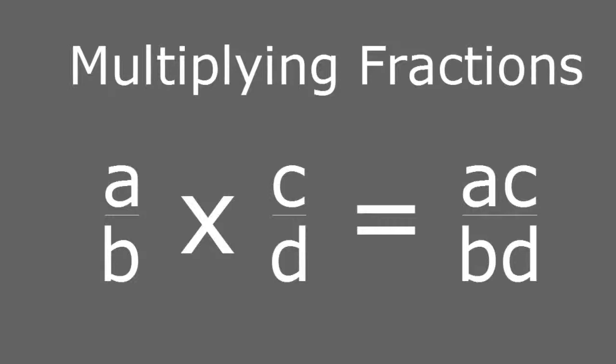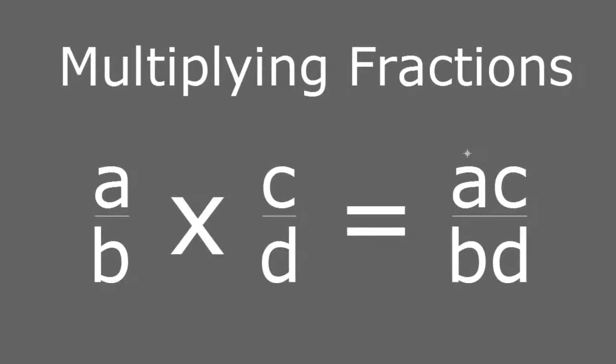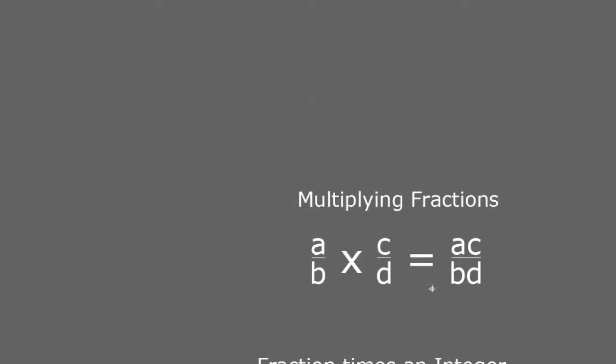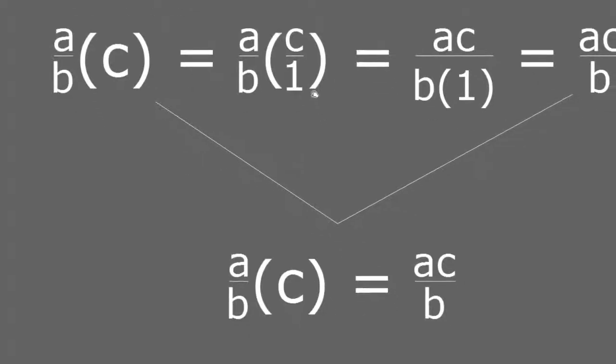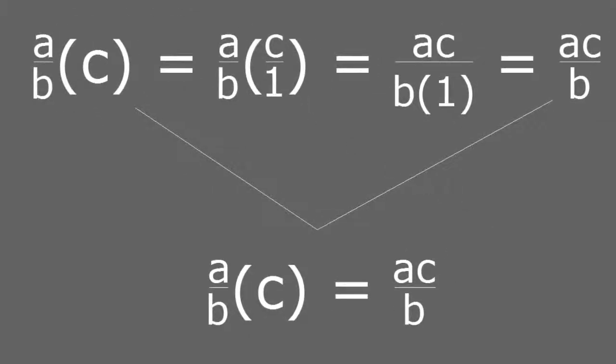As we said before, when you're multiplying two fractions, you just multiply the two numerators and divide that by the multiplication of the two denominators. Now, when we are multiplying one fraction with an integer, let's say a over b times c, you can rewrite that c as c over 1 and follow the same rule. It becomes a times c divided by b times 1, which is simply a times c divided by b, since b multiplied by 1 equals b.